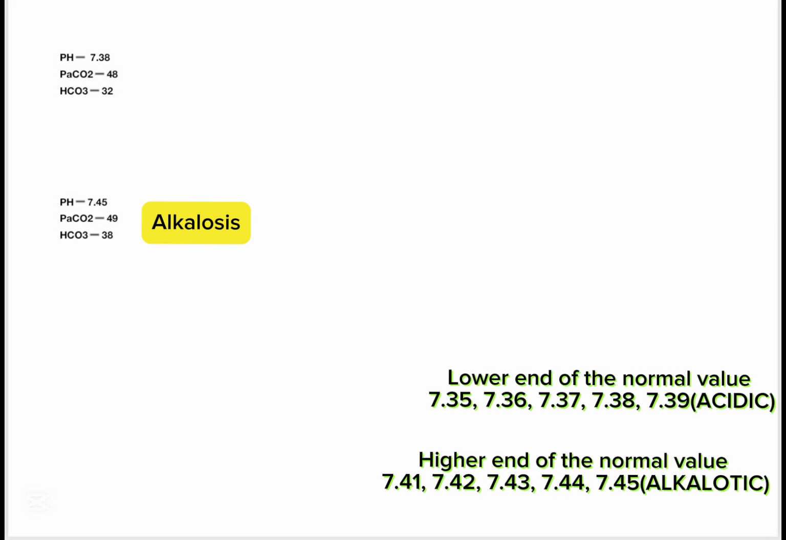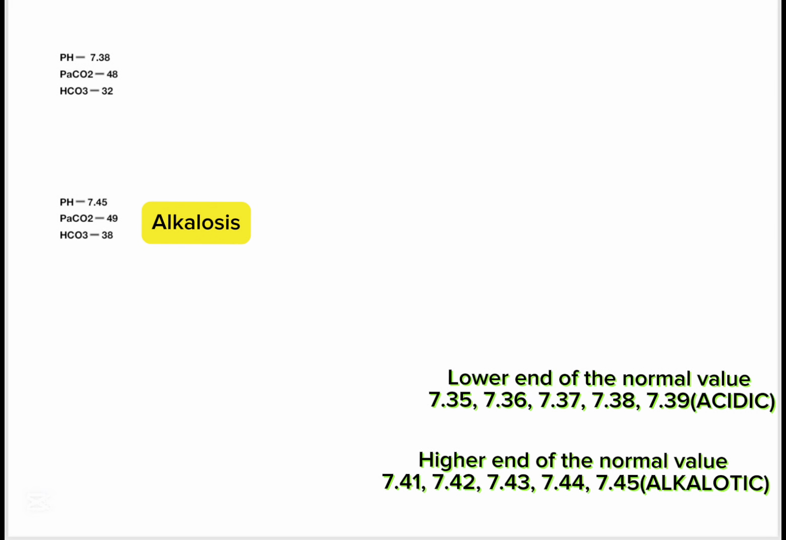CO2 is 49. This doesn't correspond with the alkalosis problem. Let's look at the HCO3. HCO3 is 38. The bicarbonate is elevated. So we can say that it is the HCO3 of 38 that is putting this body in a state of alkalosis. That is what is making the body more basic. So we can say this is a metabolic alkalosis. So now we've deduced this is a metabolic imbalance.